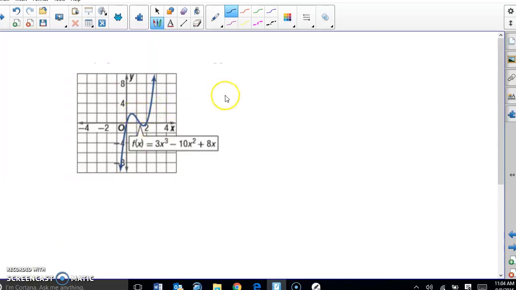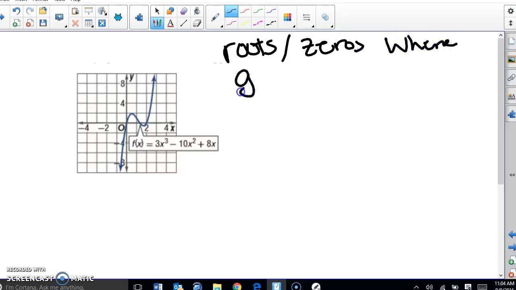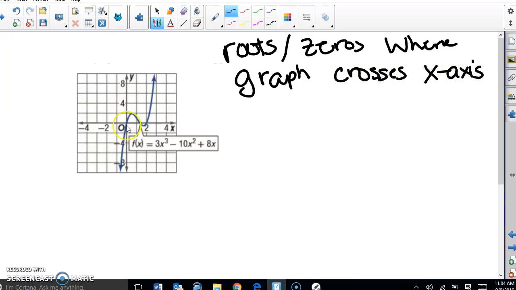So for this example, we're going to find the roots, or the zeros, and this is where the graph crosses the x-axis. And in this graph, we can see we have 3 different spots. We have here, here, and here. So to find where these cross the x-axis, we're going to factor. We can take out a greatest common factor of x.